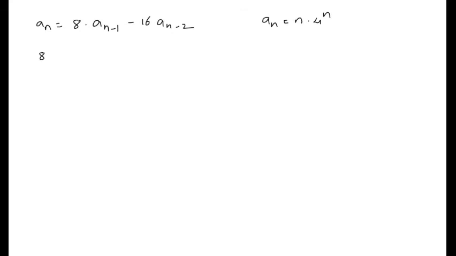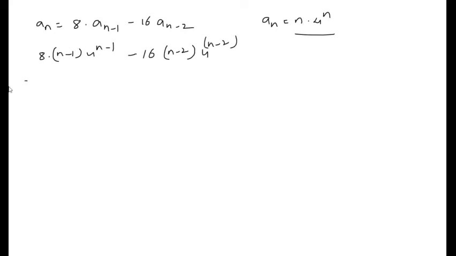So to get that 8 in place of a_{n-1}, we need to write (n-1) into 4^(n-1). In place of n, we are substituting n-1. Minus 16 into, wherever n is there, we just need to keep n-2. So it is (n-2) into 4^(n-2).